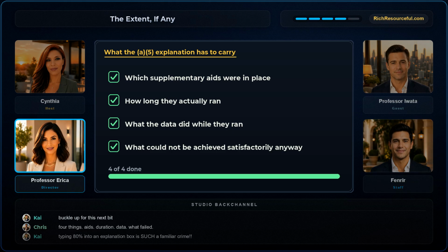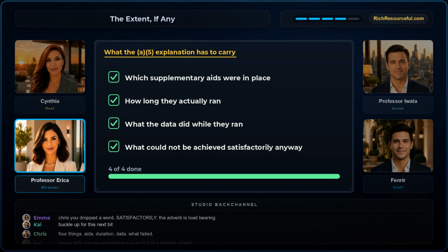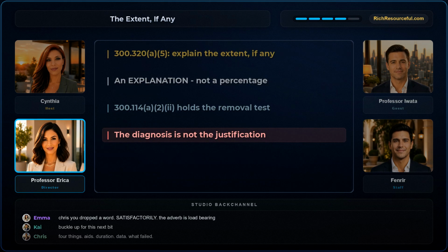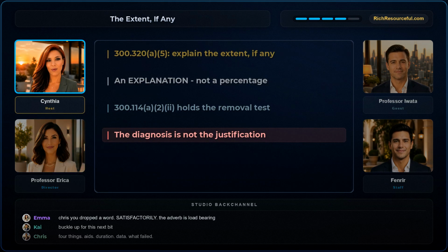And you're right, I've been sloppy. I keep saying the test is whether it can be achieved. The regulation says satisfactorily. Not the same bar. Professor Iwata, if a team writes all of that and the parent still disagrees, what happens to the box?